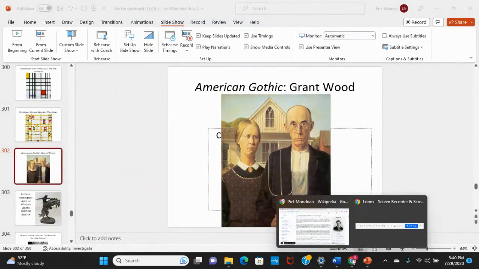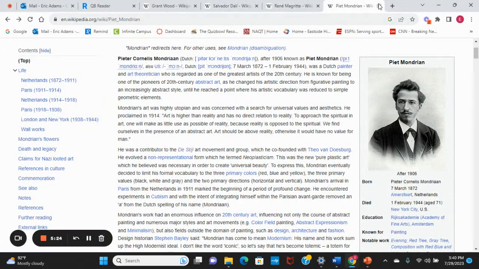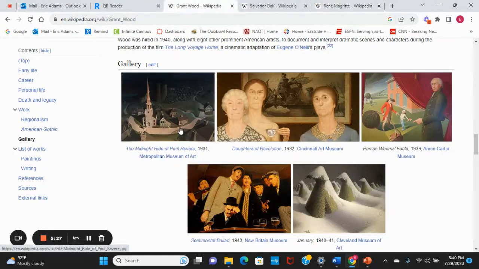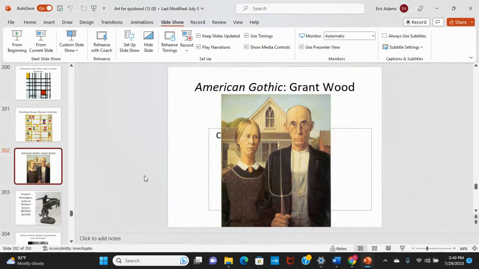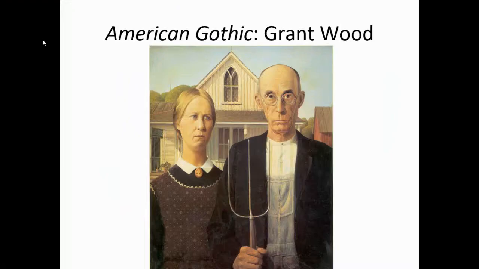And so if we take a look at some of the items that one would need to know for him, Grant Wood, as you have The Midnight Ride of Paul Revere, Daughters of the Revolution, Parson Weems' Fable, showing, of course, George Washington and the cherry tree that you have right here, Sentimental Ballad, and January. But I would say after American Gothic, probably Parson Weems' Fable, Daughters of the Revolution. Knowing those will definitely, more often than not, get you to the answer before your opponent that you are currently playing against. But the Grant Wood, American Gothic.